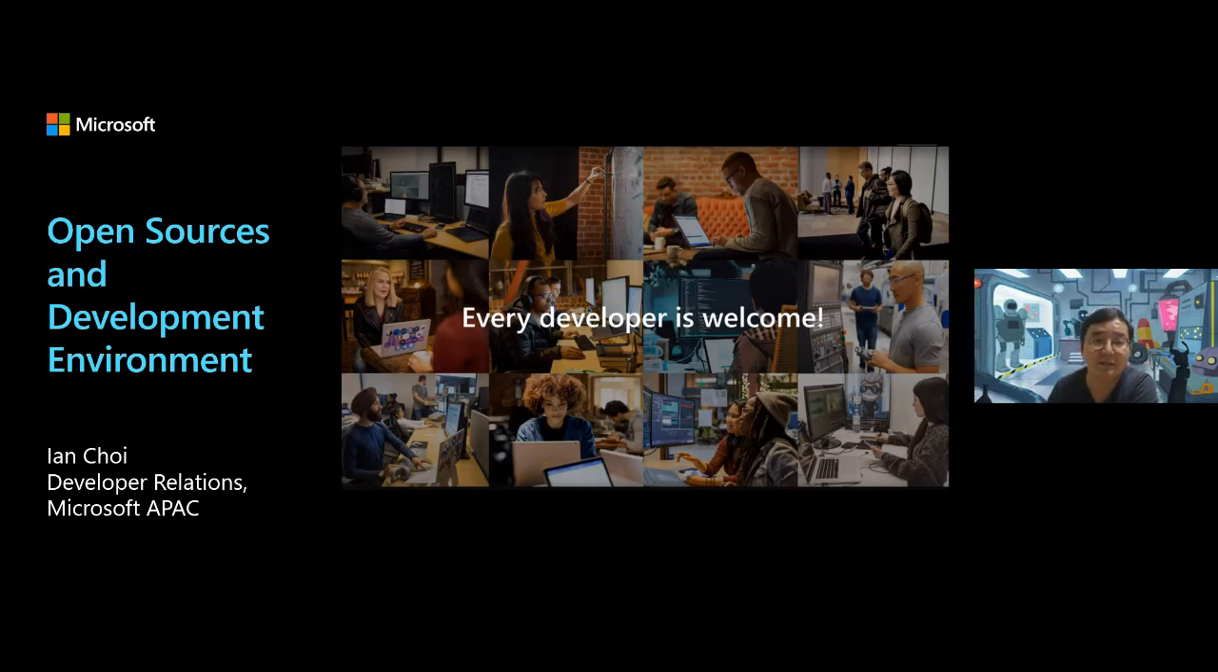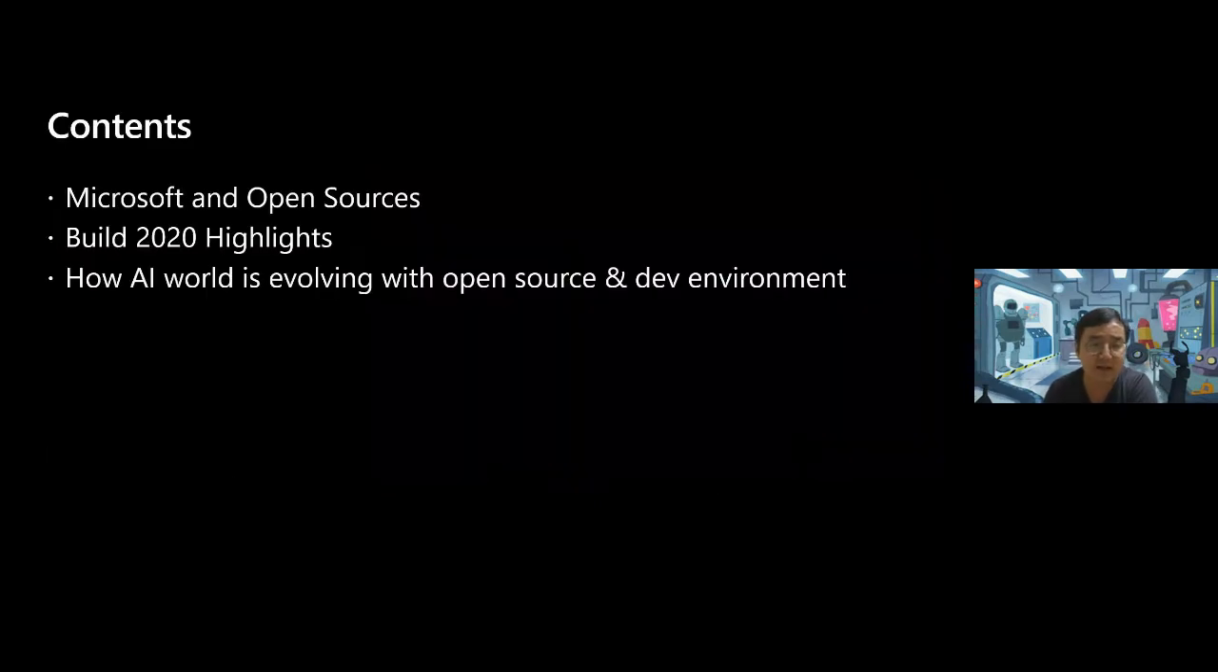And today I would like to talk by dividing into three different topics. One is how Microsoft has been evolving with open sources. The second is that I would like to highlight which kind of open source things were emphasized at the last Build 2020. And the third thing is that I would like to demonstrate how the AI world is evolving with open sources and also the development environment.